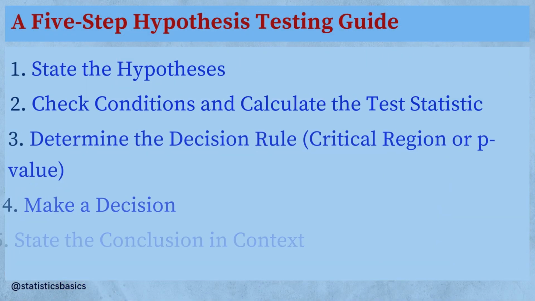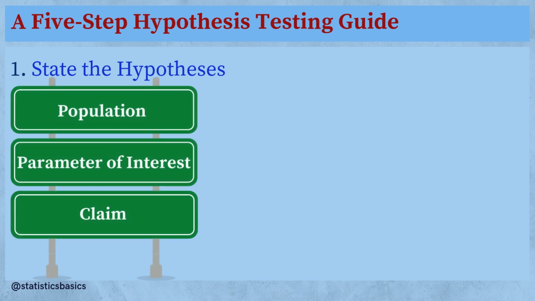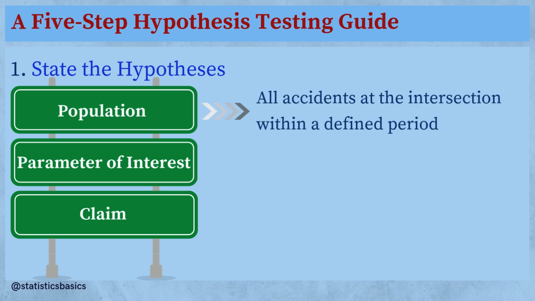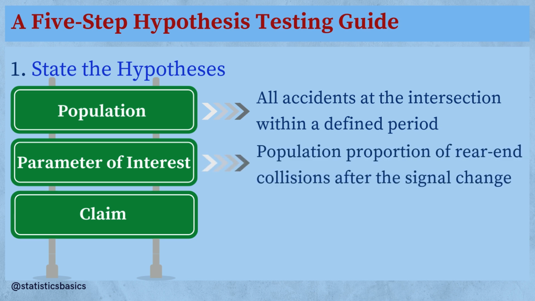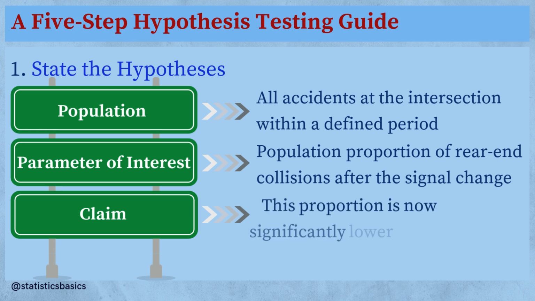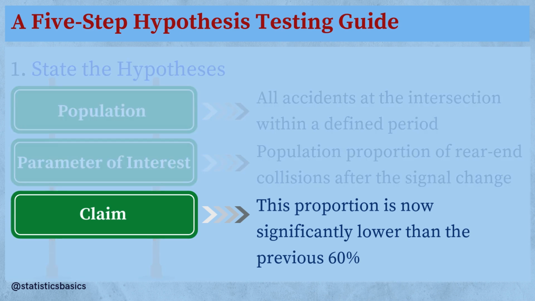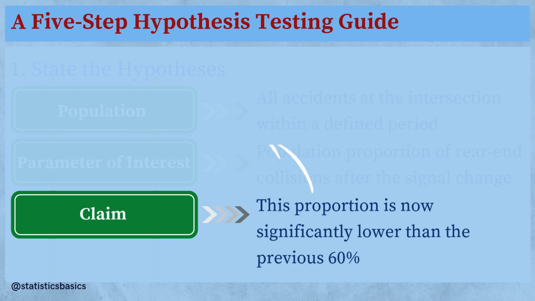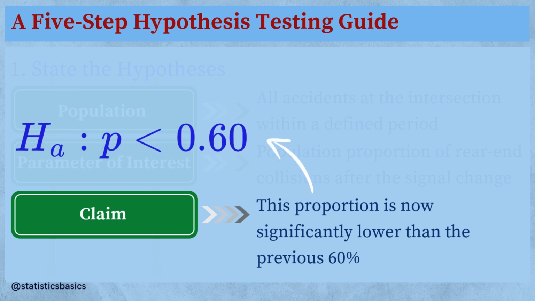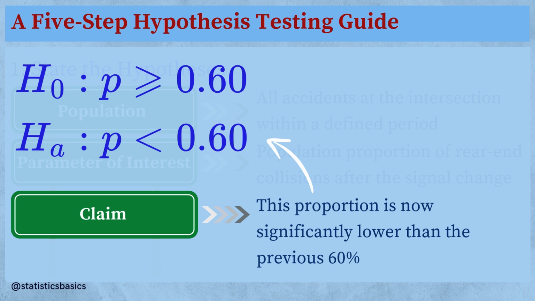The formulation of hypothesis begins with defining the population, the parameter of interest, and the study's claim. In this scenario, the population consists of all accidents at the intersection within a defined period. The parameter of interest is the population proportion of rear-end collisions following implementation of the new signal system. The claim is that this proportion is now significantly lower than the previous 60%. Since this claim does not include equality, it becomes our alternative hypothesis. The null hypothesis, therefore, is that the proportion of rear-end collisions is not significantly lower than 60%.